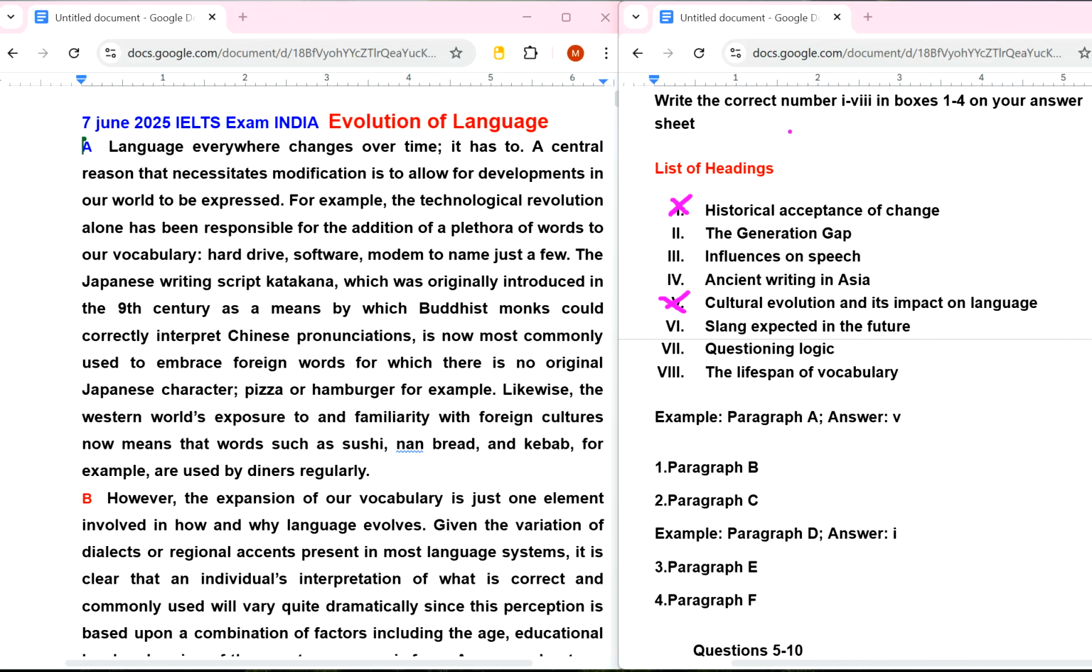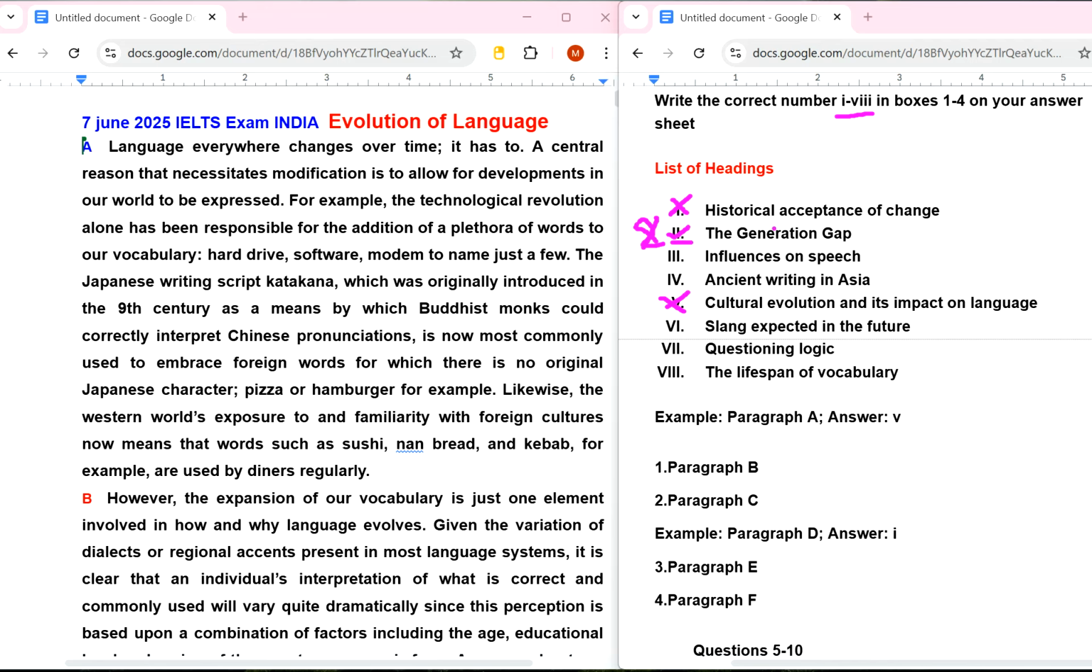Now, why should we read the instructions? Because here they have given the headings in Roman numerals. So in the answer sheet, if you write number 2, suppose for paragraph 2, meaning we select the second option, and you write it this way, your answer will be wrong. If you write in this style, then your answer will be considered right.